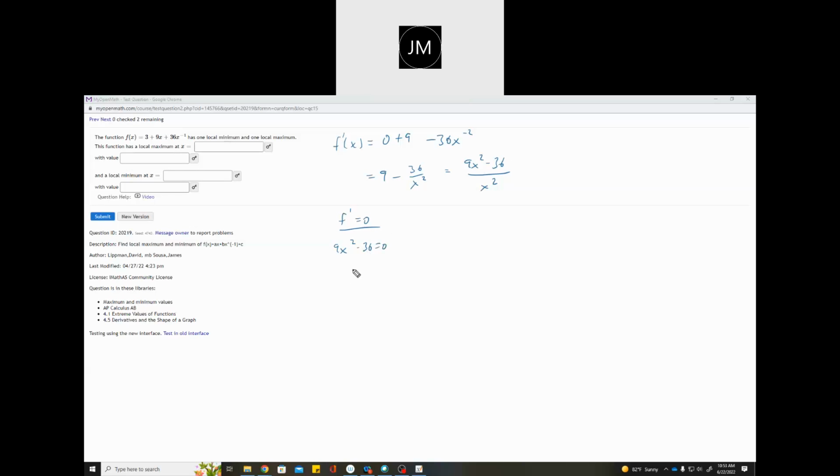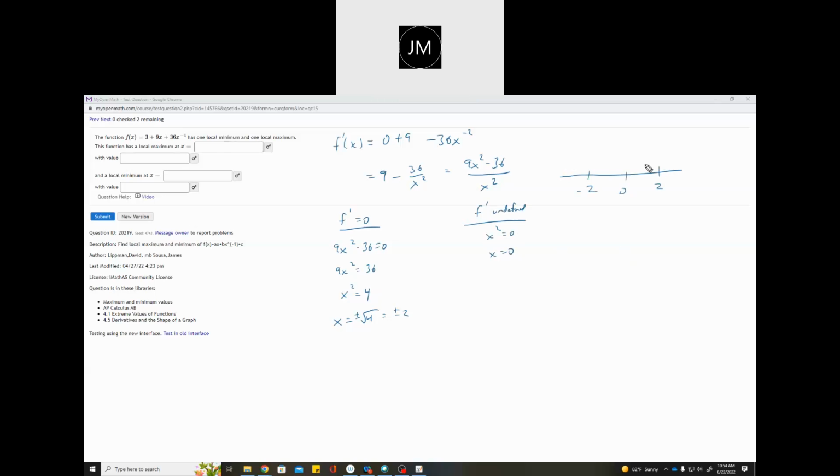Okay, so we solve that, right? 9x squared equals 36. x squared equals 4. So I get x equals plus or minus root 4, or plus or minus 2. And then f prime is undefined when the denominator is 0. So I get x equals 0. Okay, so I create a number line: negative 2, 0, 2.